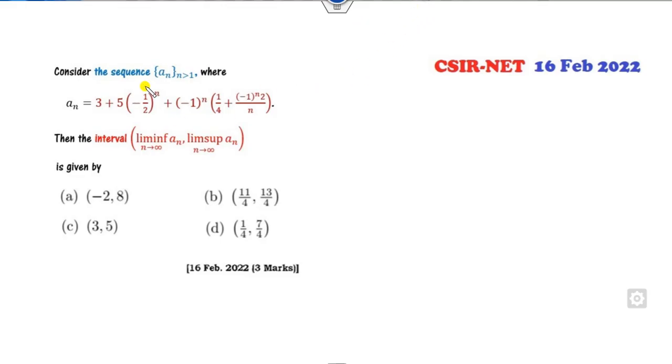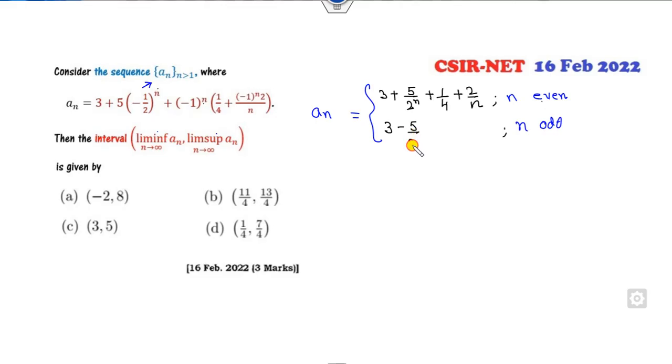Look at this another one. Again, minus 1 raised to the power n is given, with the supremum and infimum. So we consider two cases: when n is even and when n is odd. What will happen if n is even? This number becomes positive, 5 over 2n becomes positive, plus this number is positive, so 2 over n. What will happen if n is odd? This number is negative, this number is negative, this number is 1 by 4, and this is again the negative of this. If I open this bracket, again it's minus minus plus.